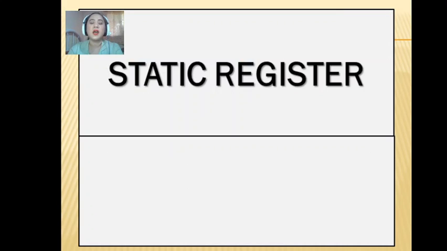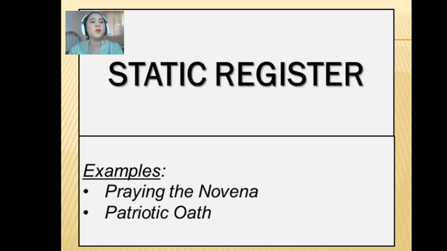So the first type is called the static register. Static register is called static because they don't change, which sometimes include grammar and vocabulary. They are culturally based and usually related to religion, laws, or custom of the community. Examples of this is when you're praying the novena or stating your patriotic oath.